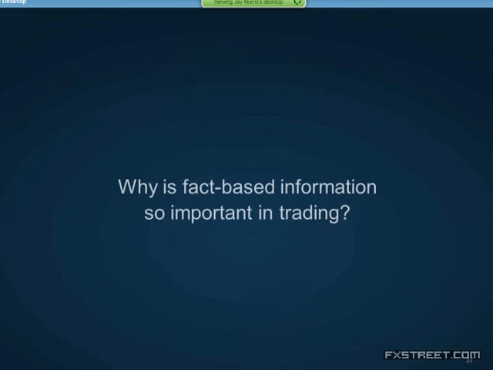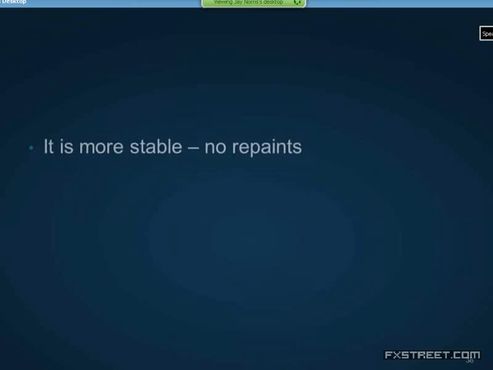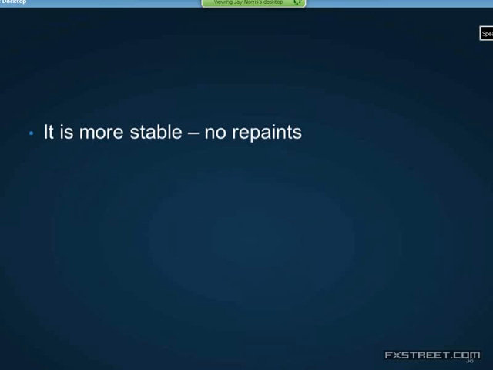So why is fact-based information so important in trading? It's much more stable. There's no more repaints. If you've ever tried to backtest and it looks great in the backtest, but then you go forward test, it doesn't work. You're like, why? I don't understand why it doesn't work. You don't understand repaints. A moving average cross can cross and uncross many times over the life of a 60-minute candle. So you can't just say my trigger is a moving average cross. It has to be a moving average cross on a closing basis, right?